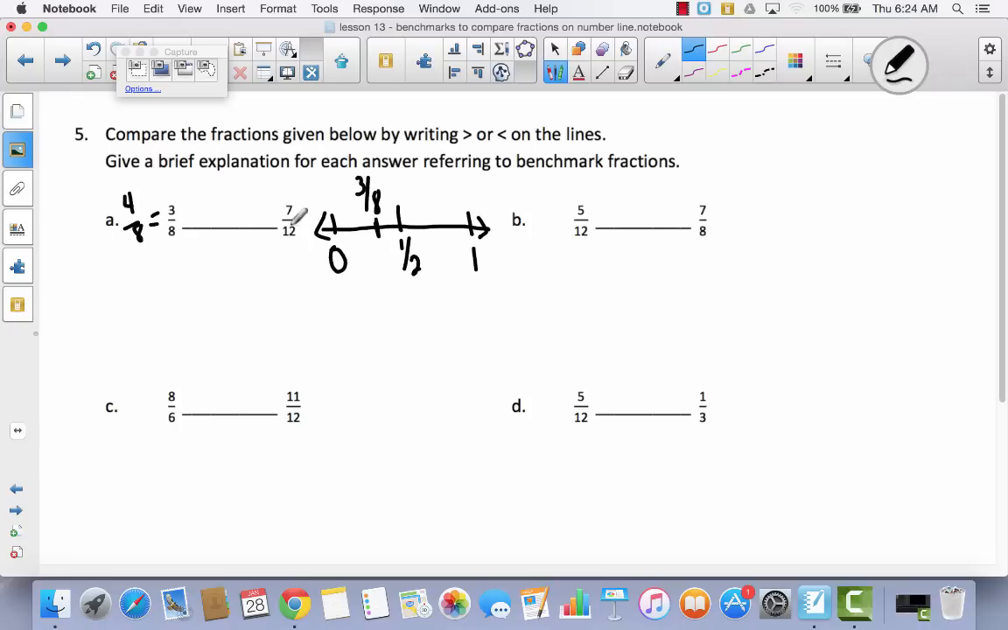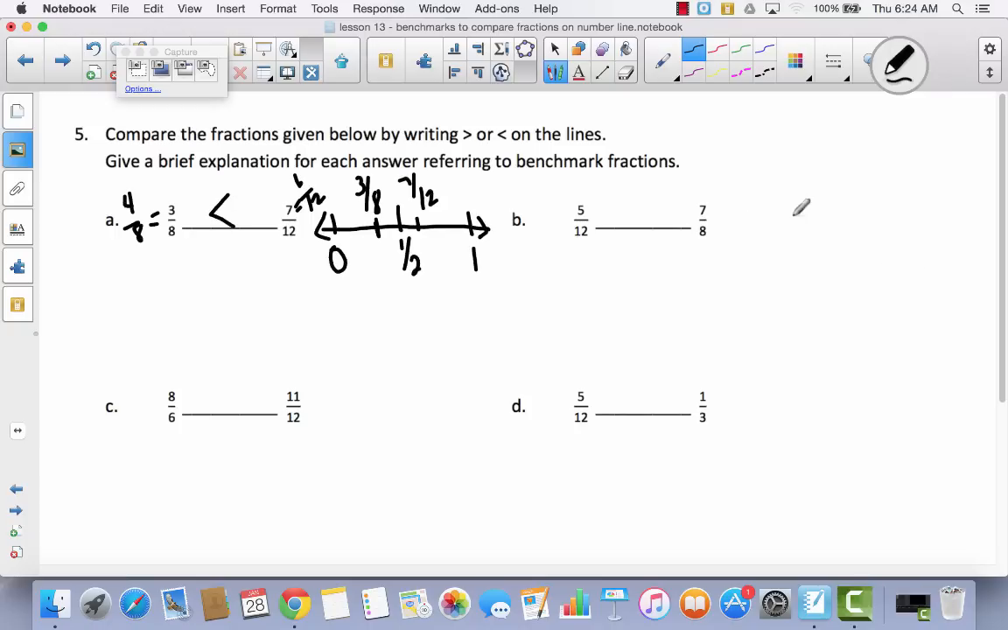Well, let's look at 12s. How many 12s does it take to make half? Well, it takes 6/12 to make half, but I have 7/12. So that means that 7/12 is greater than 1/2. So see how I could plot these by using the benchmark 1/2 without dividing this into eighths and 12s, because I know that 3/8 is less than half and 7/12 is greater than 1/2. Therefore, 3/8 is less than 7/12.